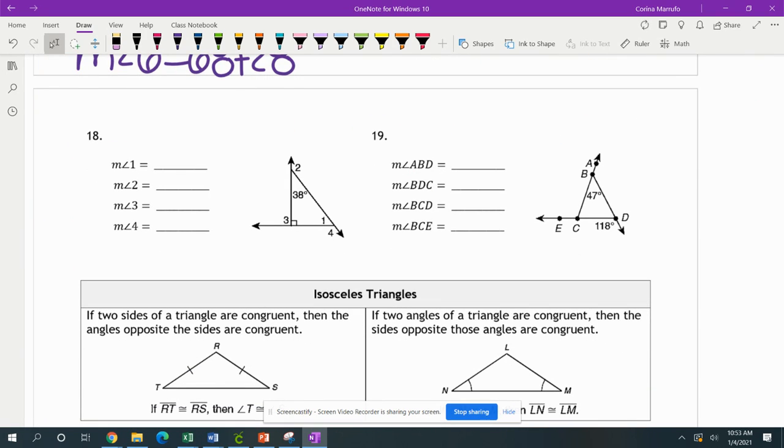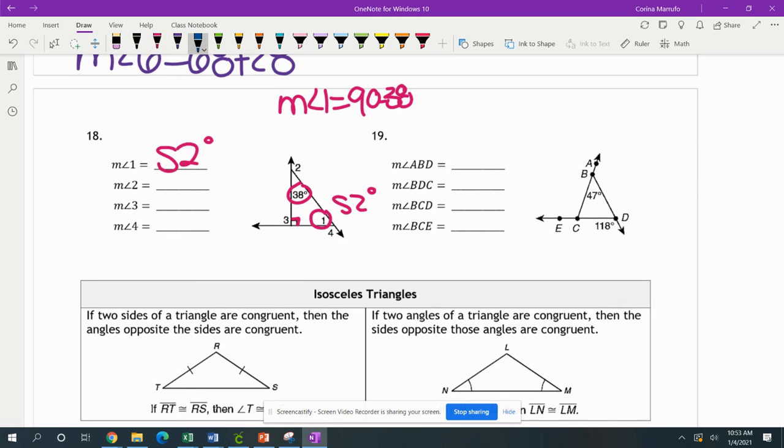All right, the next one we have number 18, we have the measure of angle 1, 2, 3, and 4. So we need to find all of them. So if we notice here, this is a 90-degree angle. So that means the other two angles need to add up to 90. So to find measure of angle 1, we're going to do 90 minus the 38, which gives us 52. So measure of angle 1 is 52.